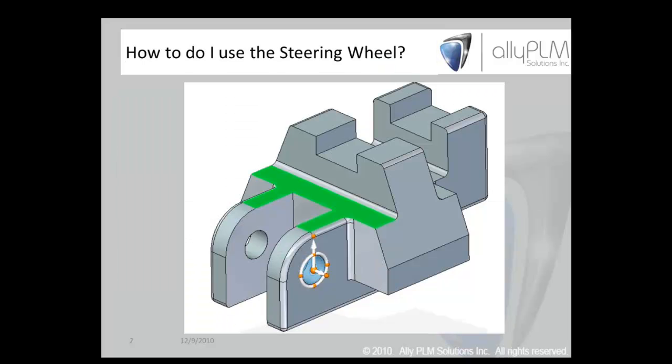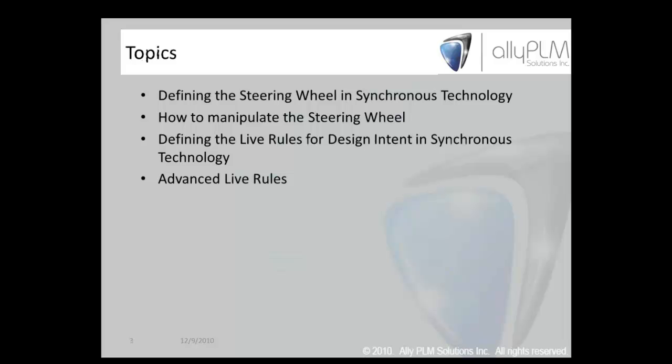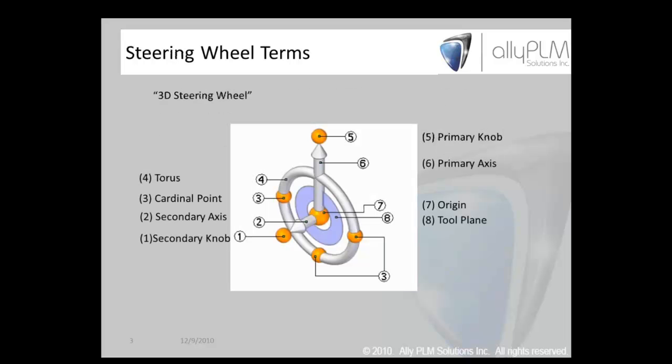One of the questions we get is, how do I use the steering wheel? So the first half of today's presentation, we want to define the steering wheel, look at the tools to manipulate the steering wheel, and then the second half of the presentation today, we want to introduce live rules and how live rules help us maintain design intent in synchronous technology. We also want to take a look at advanced live rules and introduce those to you, to see if you haven't been aware of advanced live rules. So first of all, let's start off with a few definitions.